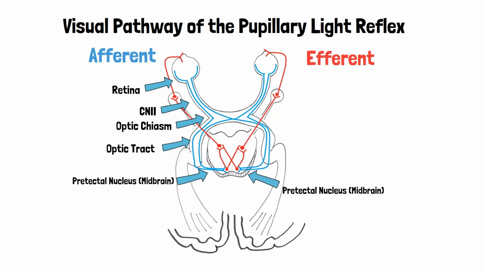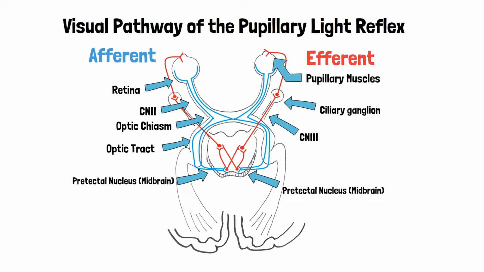This sends information bilaterally to both sides, traveling along both oculomotor nerves. That's the third cranial nerve. This travels to the ciliary ganglion and finally to the pupillary muscles, causing them to constrict the pupil. Now that we understand the pupillary reflex pathway, let's have a look at pupil examination, PERLA.